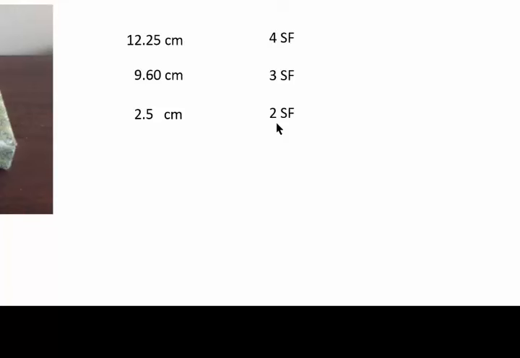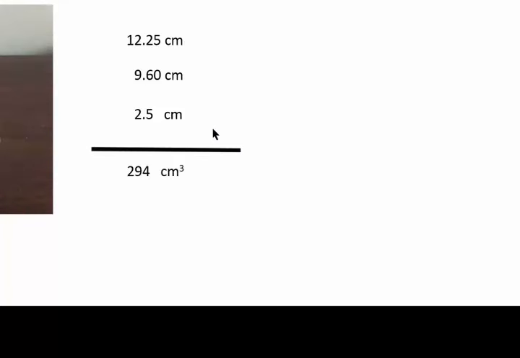So what is the smallest amount of significant figures in the problem? It's 2. So I'm going to multiply these together, and my final answer is going to have 2 significant figures. So let's go ahead and multiply them up. My final answer is 294.